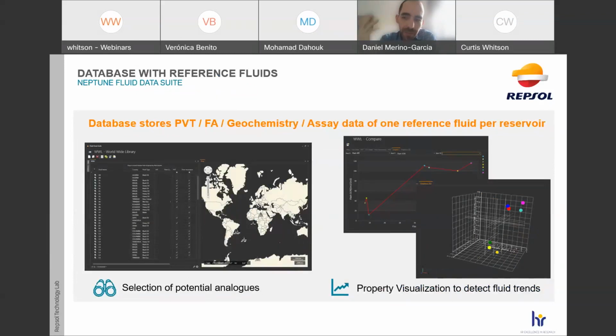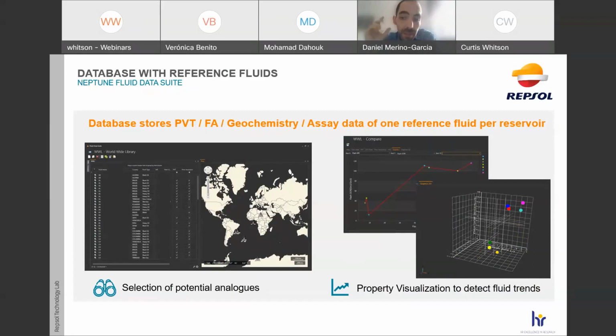So what about the databases? What we have put, or what we're putting there, because of course this is a continuous effort, is information about fluids for all the reservoirs in Repsol, in which there's a single fluid for the reservoir as a reference fluid. And we have PVT data, we have flow assurance data, flow assurance in the sense of properties for solid formation. We have assay data to assess the commercialization value of that particular fluid.